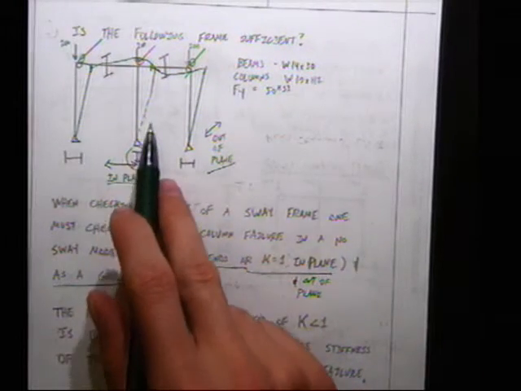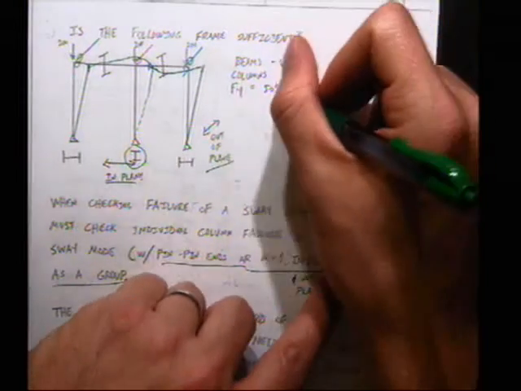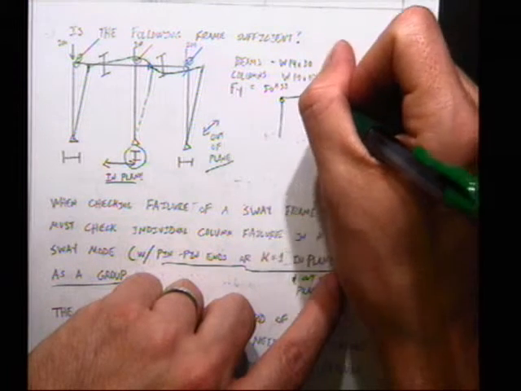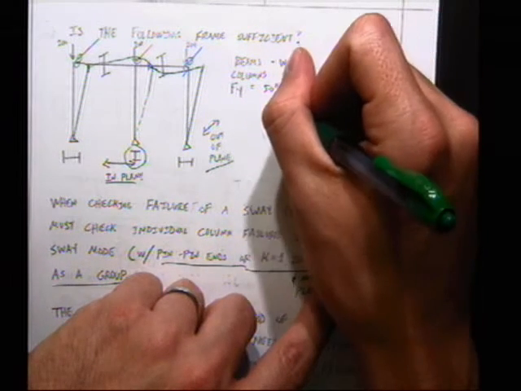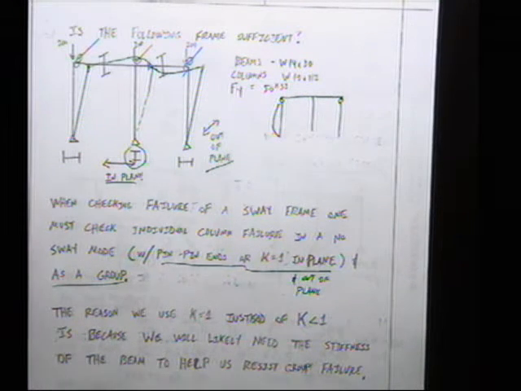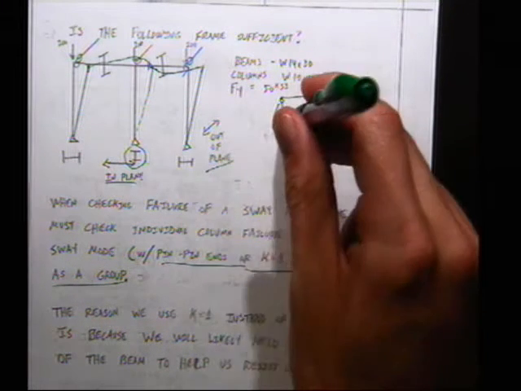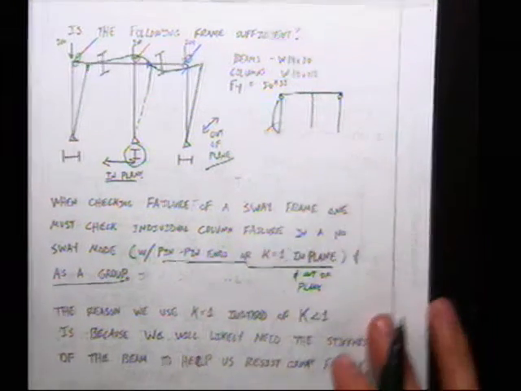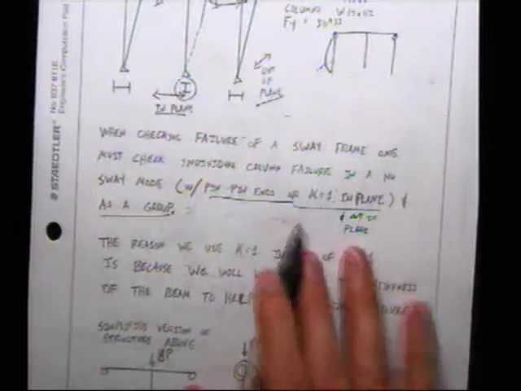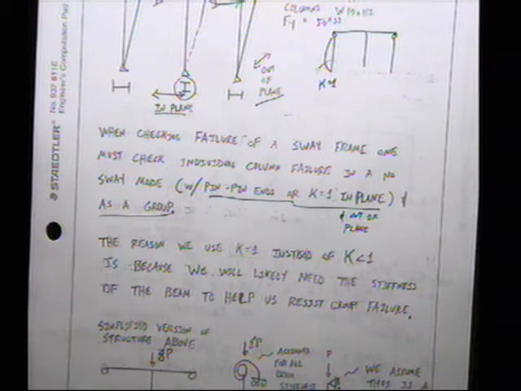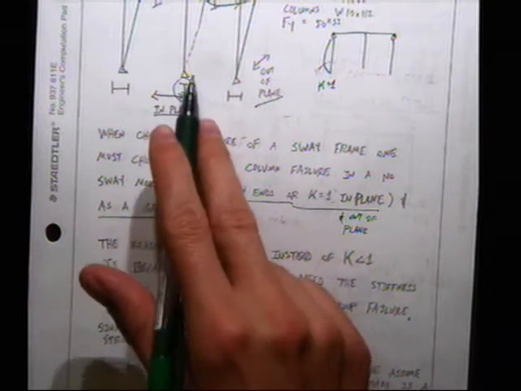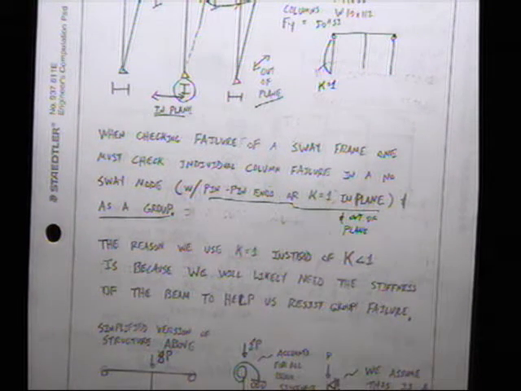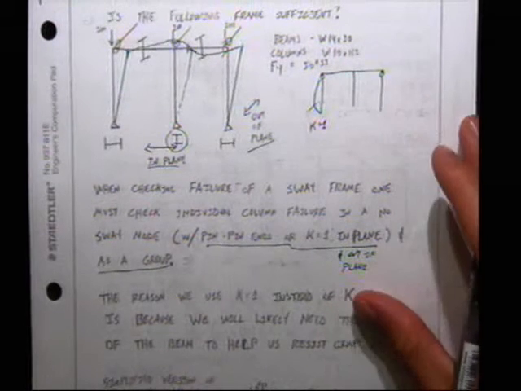But then instead of failing like this, it's possible that an individual column could fail. Or it could fail into the page. Okay? So the reason that when we check the individual failure, we always assume k is equal to 1. And for the group failure, we don't. We try to calculate it. We use the alignment chart to find what the k is.